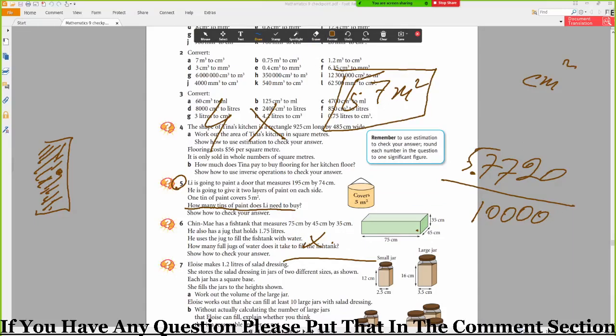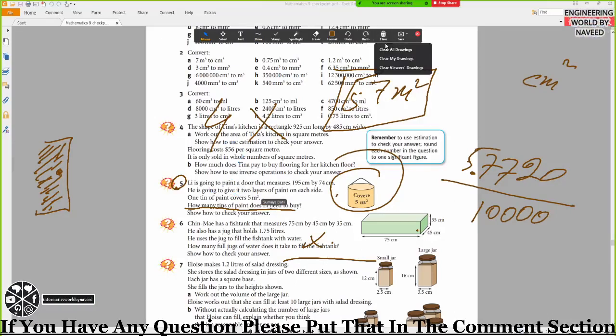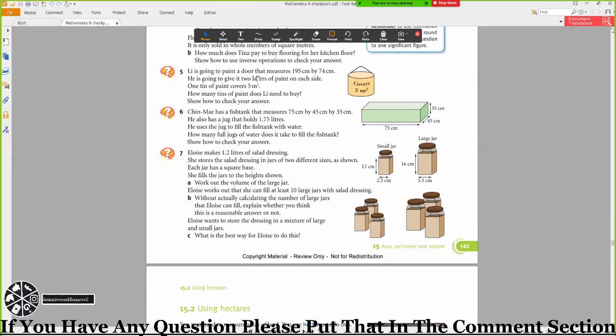Okay, now this is the total area, 5.7 meter square. So कितने चाहिए होंगे आपको पेंट? 1 tin of paint covers 5 meter square. 2 tins. Yes, approximately 2 tins. Okay, approximately.